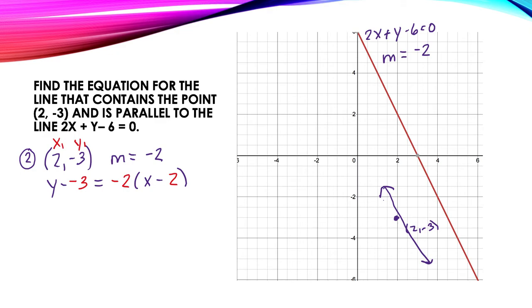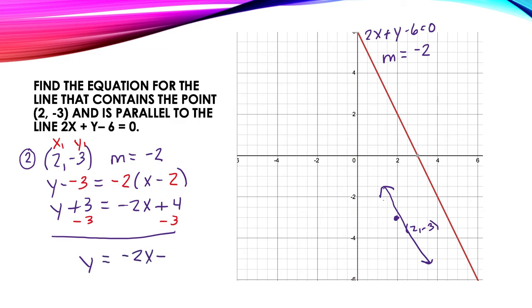So y minus negative 3 is going to become y plus 3. I'm going to distribute on the right, so negative 2 times x will be negative 2x. Negative 2 times negative 2 will be positive 4. And then we're going to solve this thing for y, so the last step is going to be to subtract the 3 from both sides. And so our equation is going to look like y is equal to negative 2x plus 1. And that will be the equation of the purple line that we were trying to find.